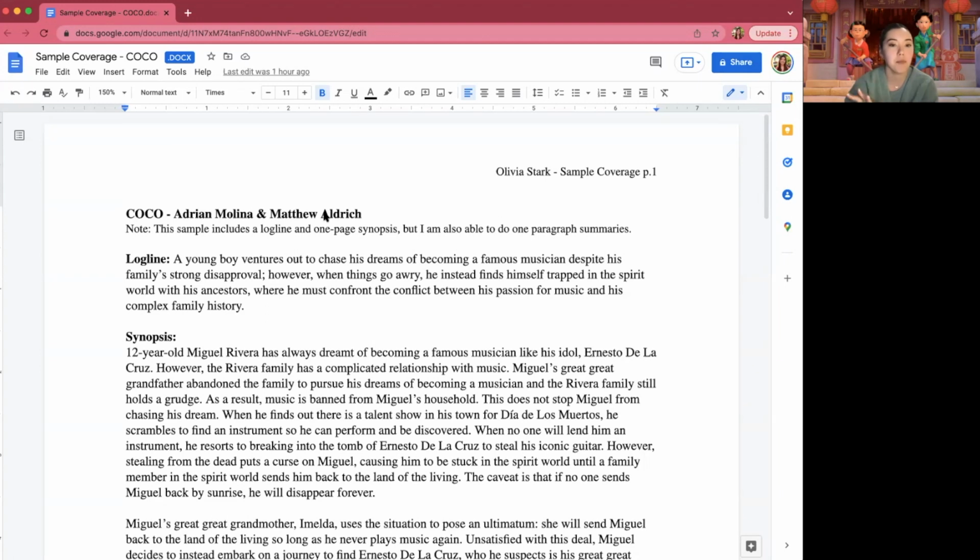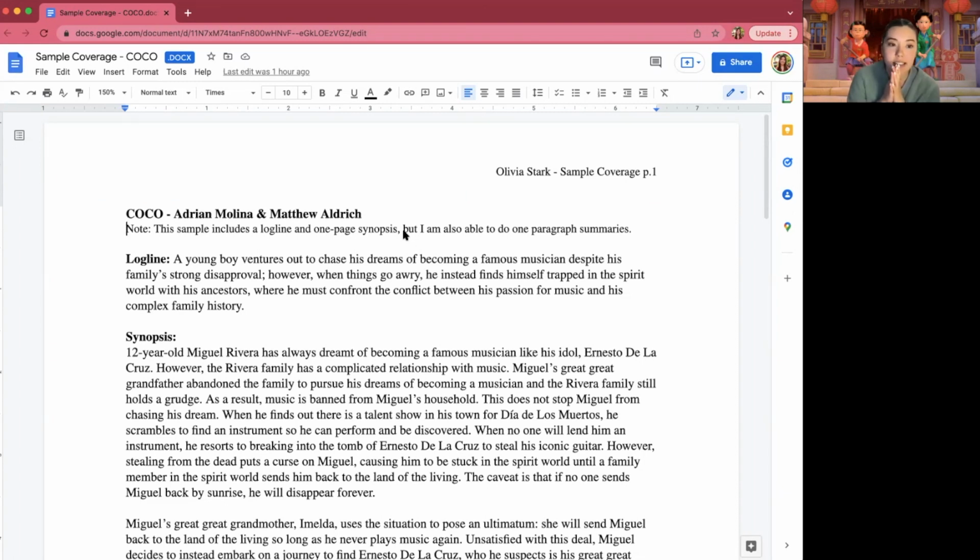So I would write Coco, the writers' names, and then I put a note here that since this was sample coverage, I chose to do a log line and a one-page synopsis, but I can also do one paragraph summaries. It's good when submitting sample coverage to show the array of different things you're able to do. If you're just writing coverage at work, then you can just ask your boss, do you want a log line? Do you want a summary? Do you want a full synopsis? What's the deal?